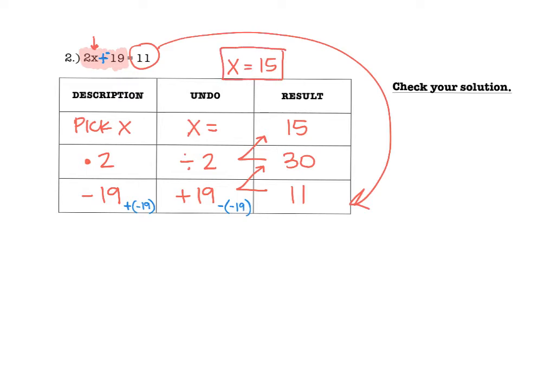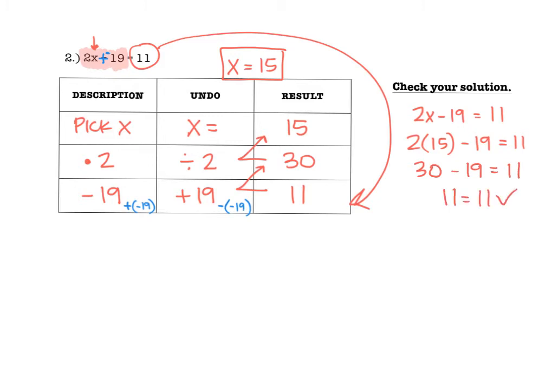And now we'll check it to make sure. So we have 2x minus 19 equals 11. I'm going to plug in 15. So 2 times 15. Notice when you do the check step, guys, that you're basically working down the description column. So you do 2 times 15, which is 30, and then 30 minus 19, which is 11. So you know, since you have a true statement, that you found the correct answer.